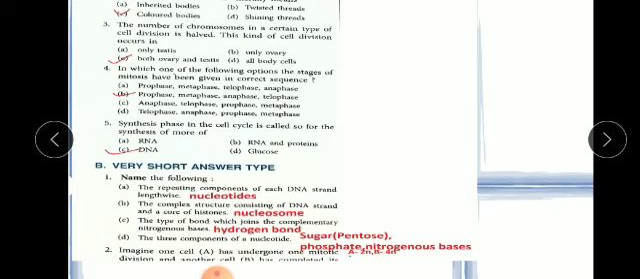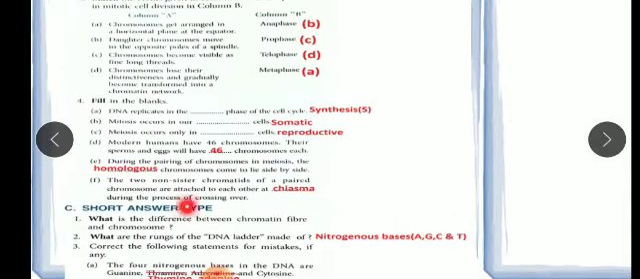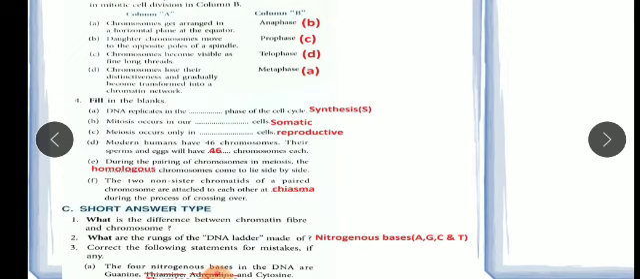Now next part is match the following. So children, have a look. Here first one is chromosomes get arranged in a horizontal plane at the equator. Equator means center part. So center part will be metaphase. Now next one is daughter chromosomes move to the opposite poles of the spindle.